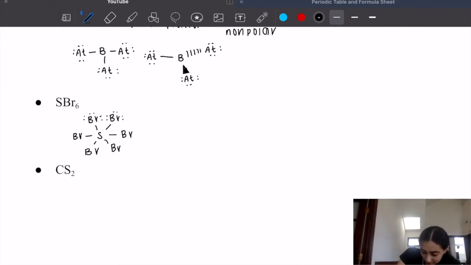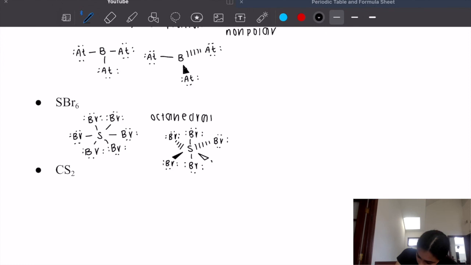Sulfur bonds once to each bromine, and each bromine has 3 lone pairs. So this is octahedral because there are 6 atoms bonded to the central atom and no lone pairs on the central atom. So let's now draw this out. And this is the octahedral VSEPR diagram, and we know it is non-polar. We know it's non-polar because it's symmetrical.